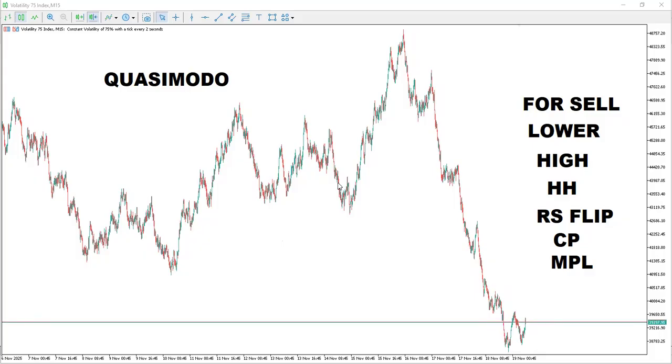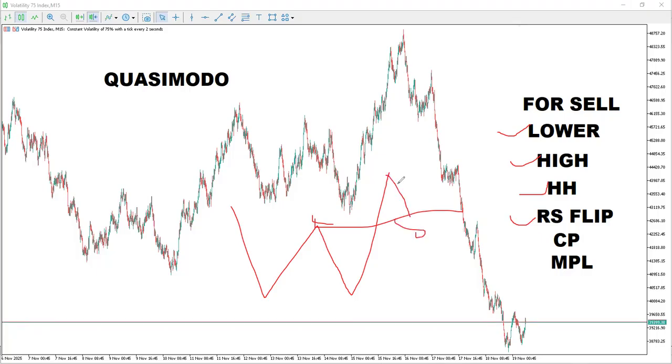Now, for you to trade a sell Quasimodo, what are the things you need? The first thing you need for a sell Quasimodo is a low, a high, a higher high, and an RSI flip, which is a resistance support flip. Resistance support flip is something like this. This is now resistance. So the market comes here, this support. So you need a resistance flip.